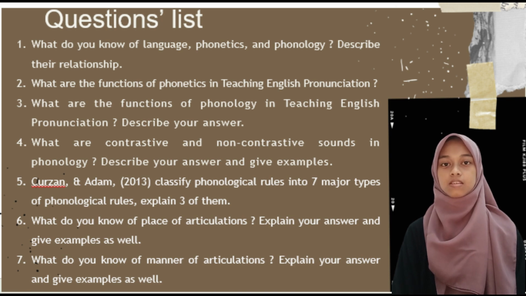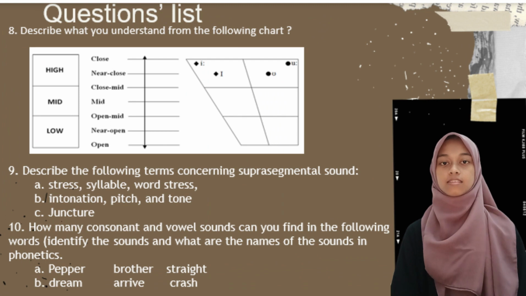Number 5, Pearson and Adam 2013 classify phonological rules into seven major types of phonological rules. Explain 3 of them. Number 6, what do you know of place of articulation? Explain your answer and give examples as well. Number 7, what do you know of manner of articulation? Explain your answer and give examples as well. Next, number 8, what do you understand from the following chart?